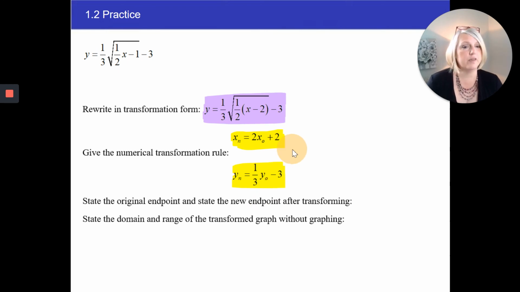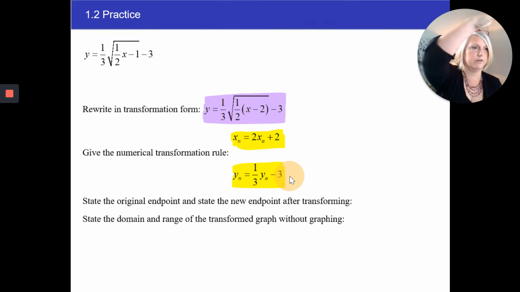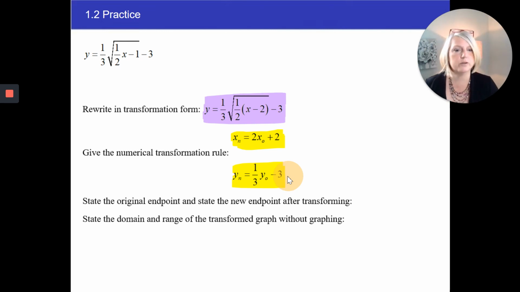Now, let's figure out the endpoint. Once you have this transformation rule, then the original endpoint of a square root graph, if you picture it, starts at 0, 0 and comes up over into quadrant 1, a little concave down graph. So I want you to state the original endpoint, and then state the new endpoint, and you can use these rules to help you figure it out after transforming. I'm going to put that up in Edpuzzle, give me your answers, and then I'll talk about mine.